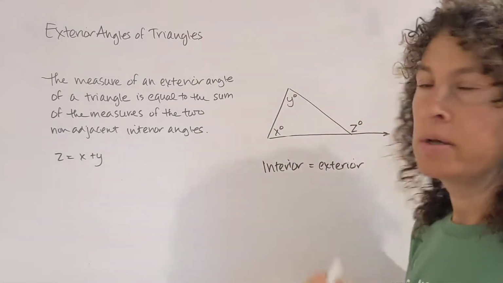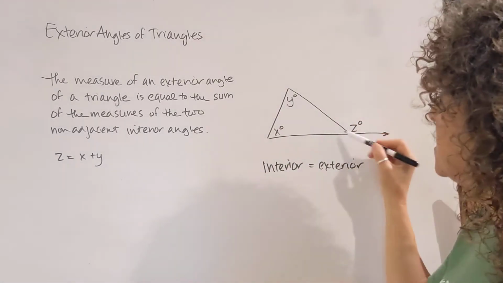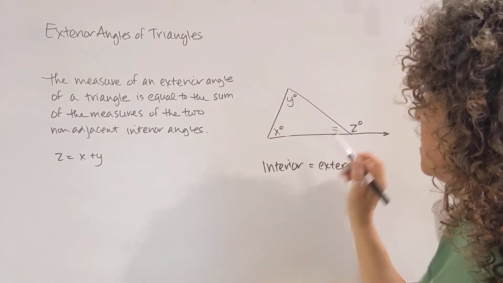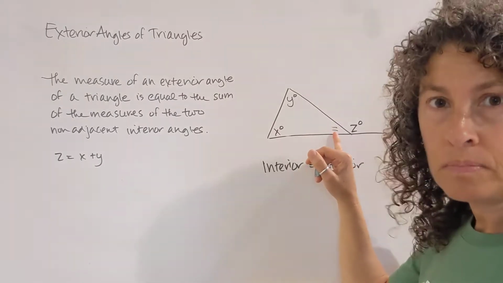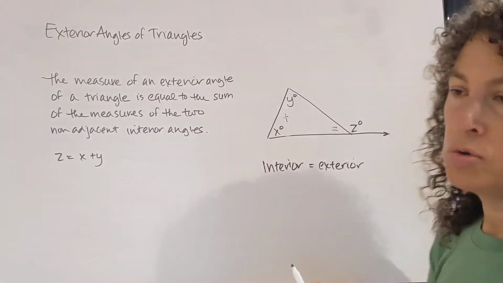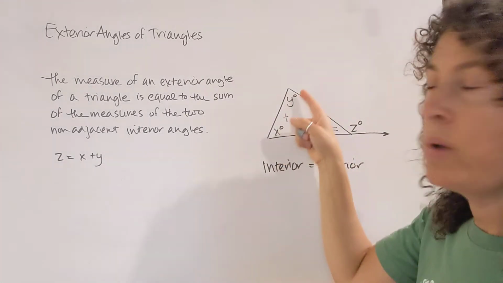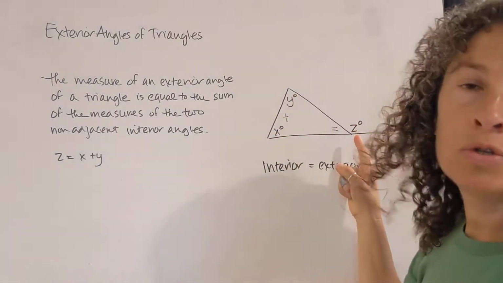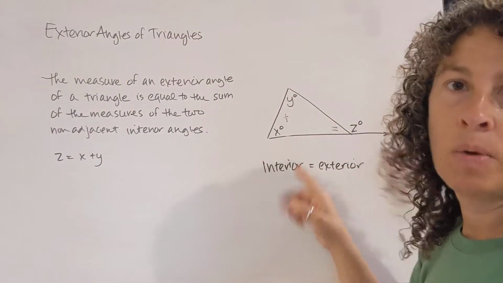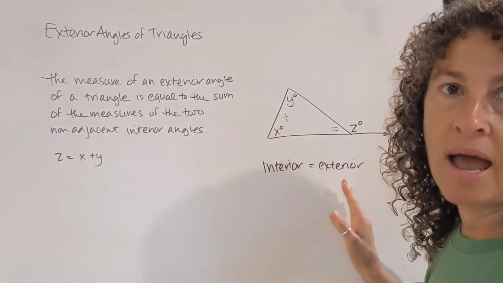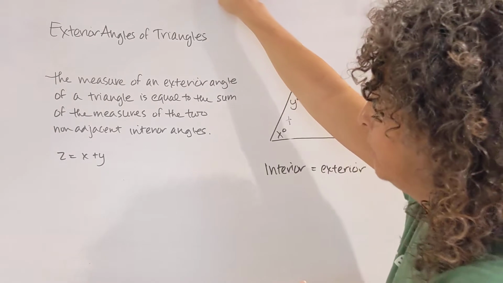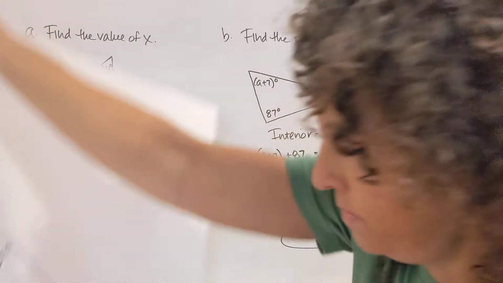So I like to actually mark up my triangle when I do this. See my exterior angle here, and I put an equal sign just inside, and that is equal to the sum of these two. So I'm going to add up these two angles, and that's going to be equal to this exterior angle over here. My equation, again, I like to think about the interior is equal to the exterior, and that works for a triangle. So let's try a couple of these, see how these go.